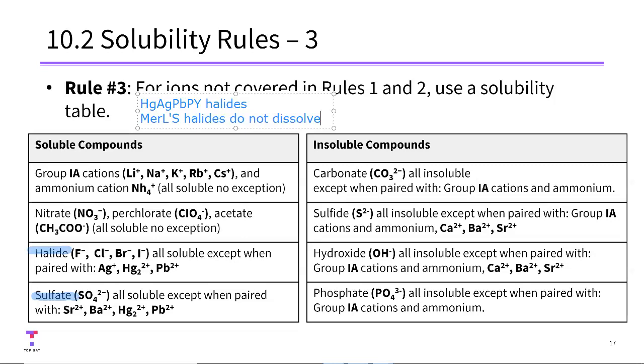So that's the halides. For the sulfates, I'm going to add another sulfate to this list because it's in your solubility chart. In addition to these, the calcium ion also tends to behave this way as well.